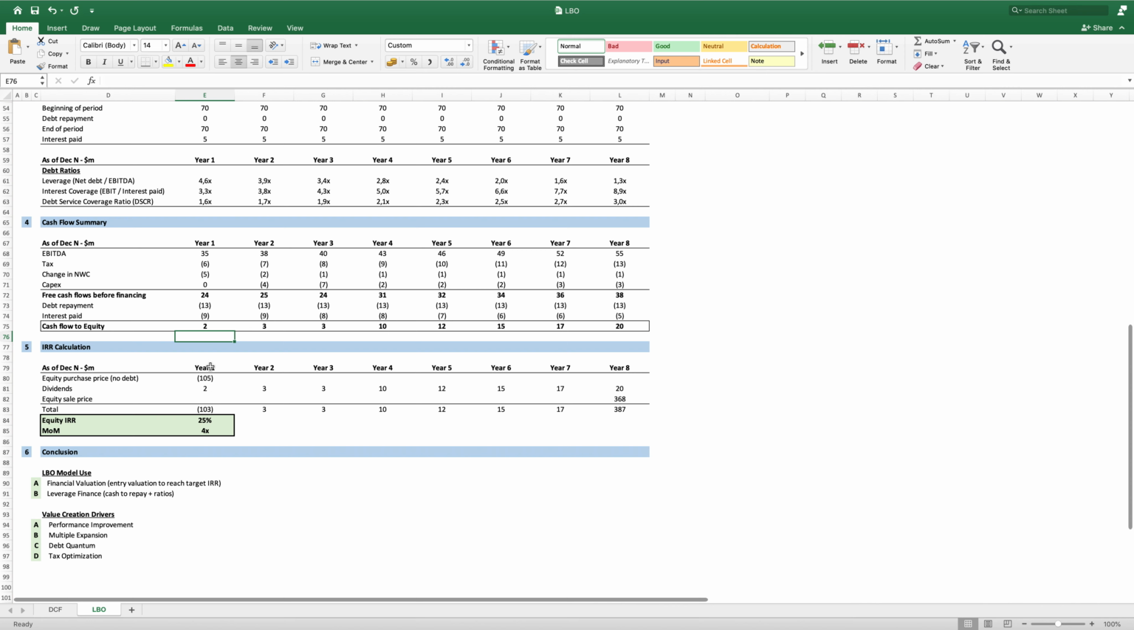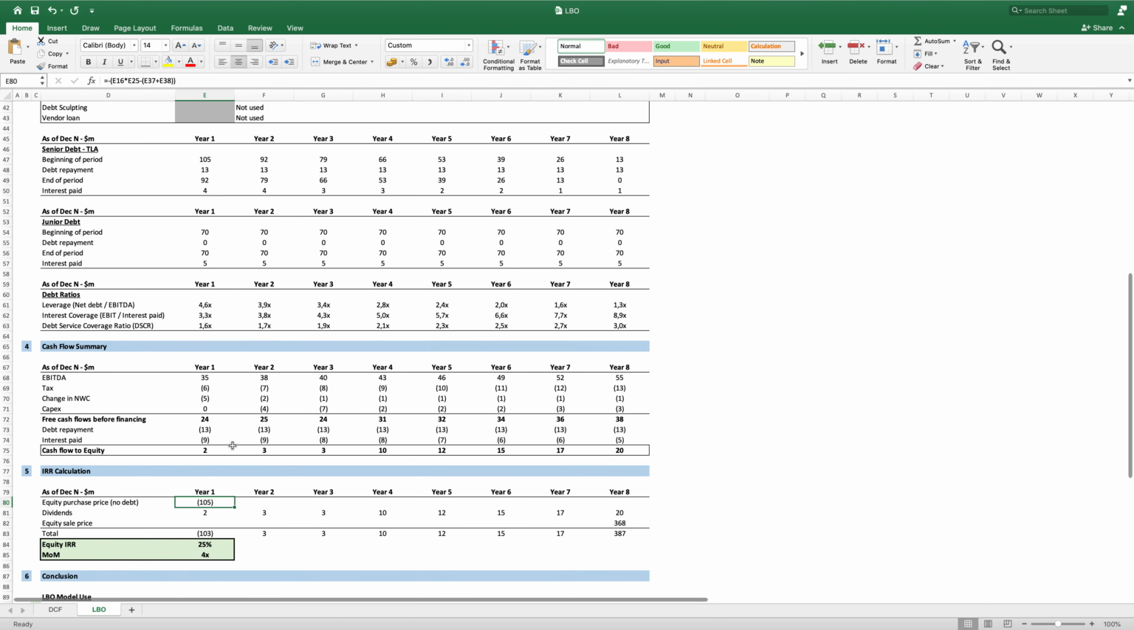So the fifth block is the IRR calculation. It is a summary of the cash inflows and cash outflows for the private equity fund. So the first item is the equity amount cash outflowed by the private equity fund in order to acquire the company. In order to fund the purchase price, it has two sources of funds. First one is the LBO acquisition financing, and the second source of financing for the company is the equity, which is put by the financial sponsor on the table in order to acquire the shares.